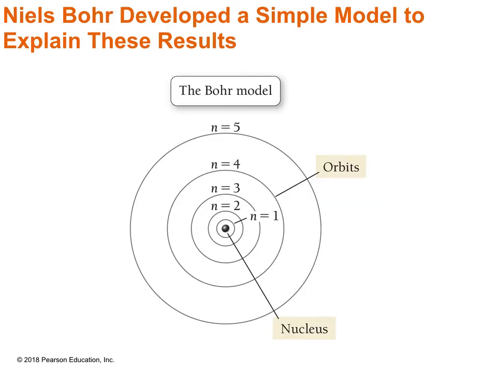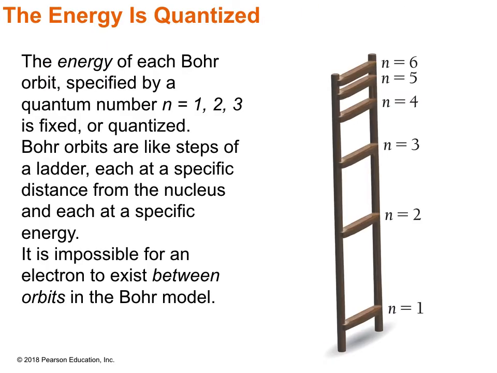Okay, so what does this mean? How does this help us understand what an atom looks like? So the Danish physicist Niels Bohr attempted to develop a model that explained this atomic spectra that we see, these emission spectra. In his model, he said, okay, how about this? Electrons travel around the nucleus in circular orbits, and these orbits exist only at fixed distances from the nucleus. The energy of these orbits is also fixed. They're quantized.